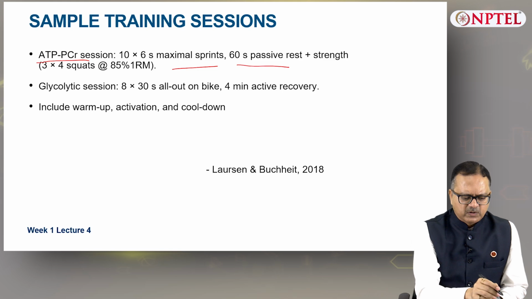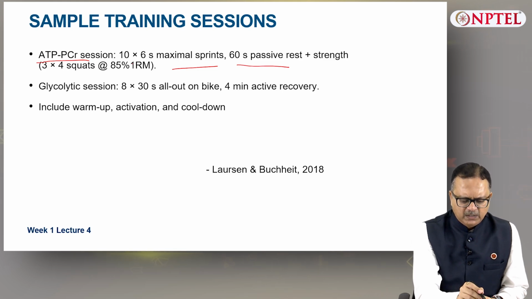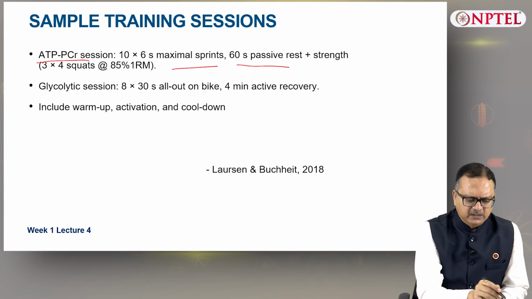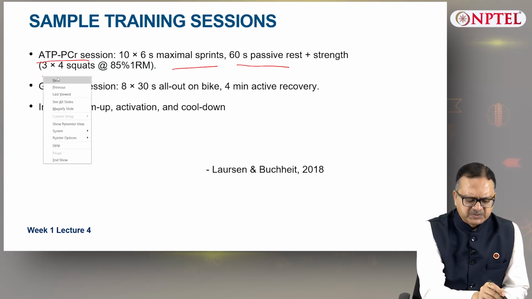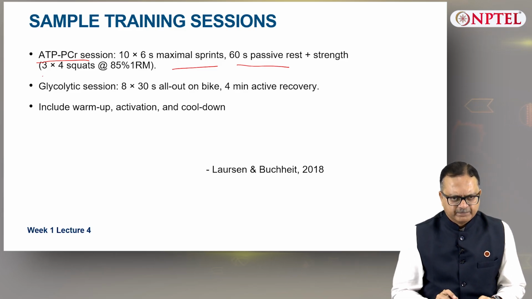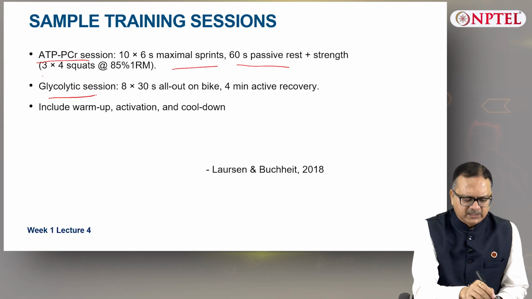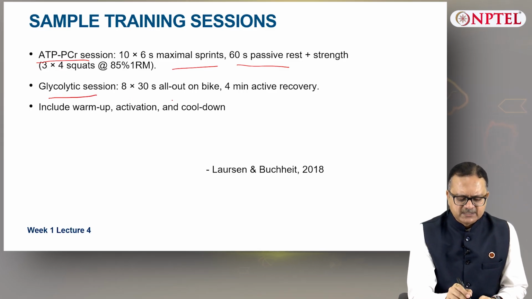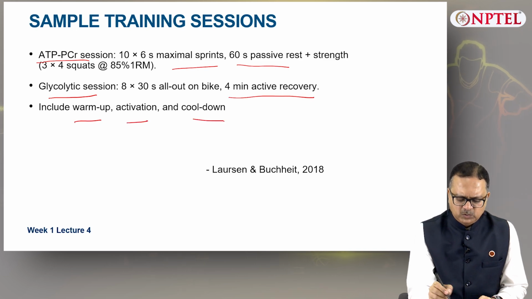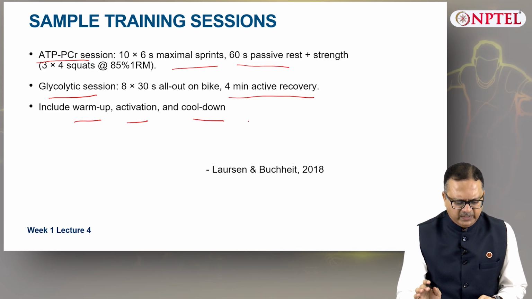Sample training sessions for improving ATP-PCR: 10 into 6 second maximal sprints with 60 second passive rest, and strength training, 3 reps of 4 squats at 85% of 1 RM. If you are focusing on a glycolytic session, 8 into 30-second all out on bike, 4-minute active recovery. Always include proper warm-up, activation and cool down sessions during any training sessions.